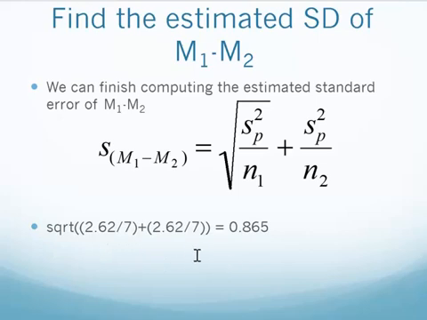And I apologize, it looks like I plugged all of this into my calculator at once, but what I'm doing is taking the square root of 2.62 divided by 7 plus 2.62 divided by 7, and I get an estimated standard error of the mean of 0.865.